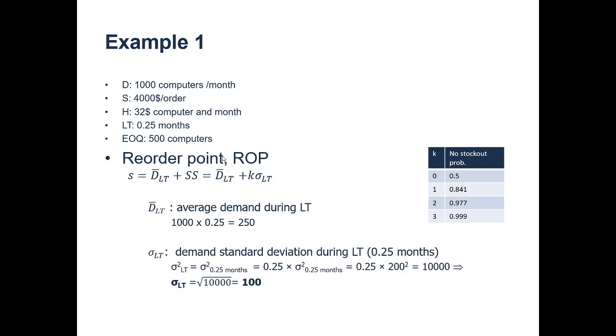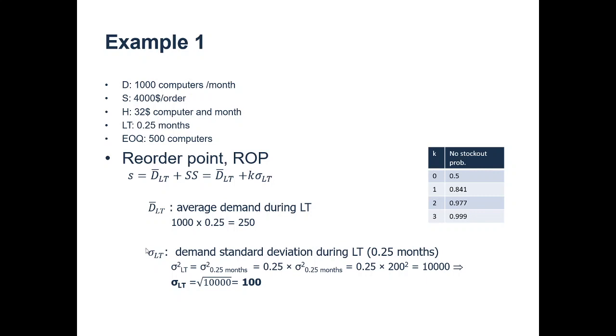So we need to calculate the reorder point. As we said before, the reorder point is calculated as the average demand during the lead time plus a number of times the standard deviation during the lead time, which is our safety stock. The average demand during the lead time doesn't change compared to the deterministic approach, which is 1,000 computers per month times 0.25 months, our lead time. So on average, you're going to have a demand during our lead time of 250 computers.